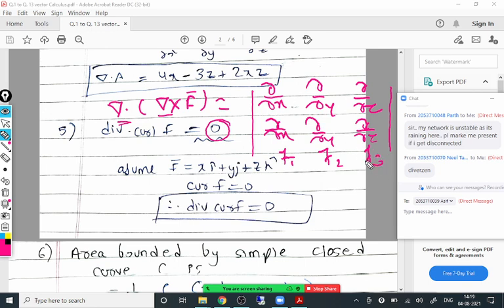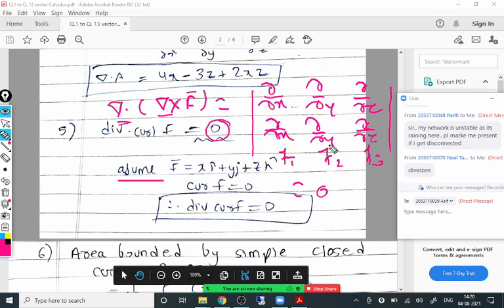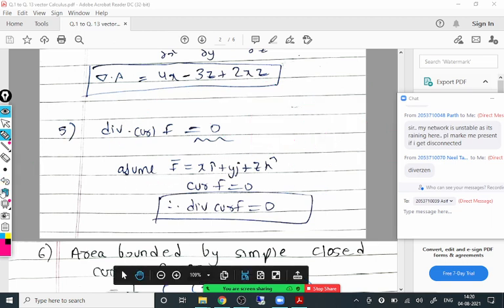Now if you expand this determinant, your answer will be 0, because two rows of the determinant are identical. Divergence of curl f means del dot del cross f, and this is the box product. The box product is given by a determinant. Two rows of the determinant are identical, so the value is 0. Here it is shown in particular, but in general you can write like this also. Okay.